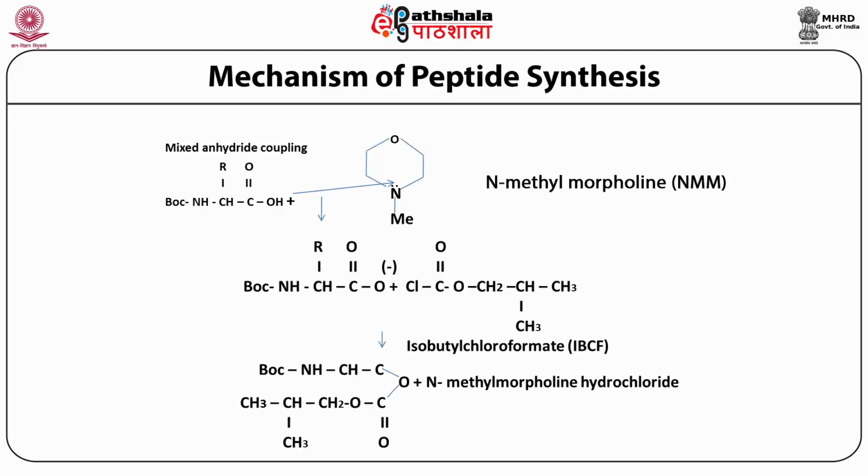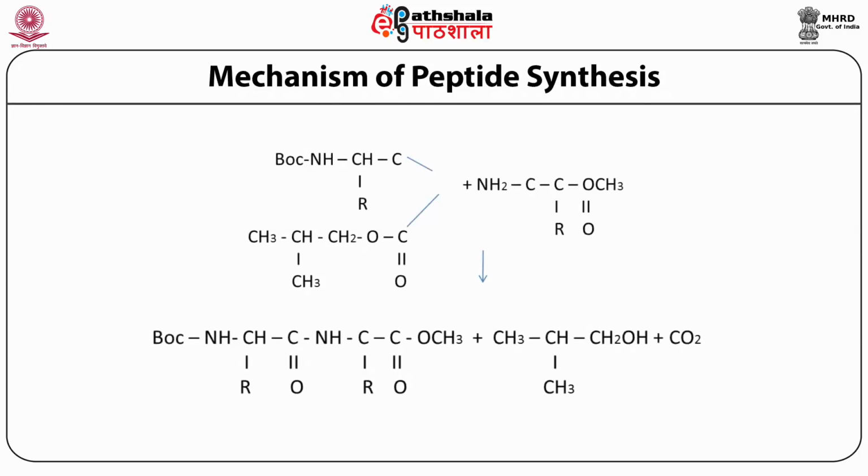Mechanism of peptide synthesis: mixed anhydride coupling. In this method, BOC protected amino acid reacts with N-methylmorpholine, which is the activator that activates this BOC protected amino acid by removing a hydrogen atom from the carboxylic group to make it negatively charged, which reacts with isobutyl chloroformate, and then it forms an intermediate compound with this isobutyl chloroformate, and N-methylmorpholine hydrochloride is removed from the reaction.